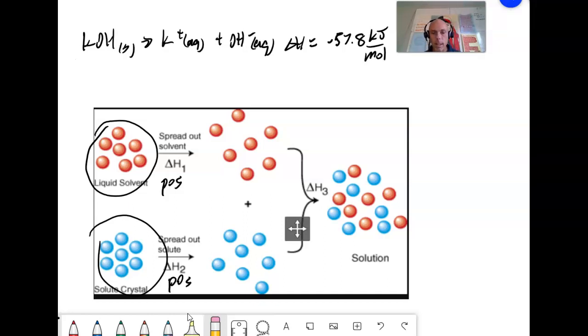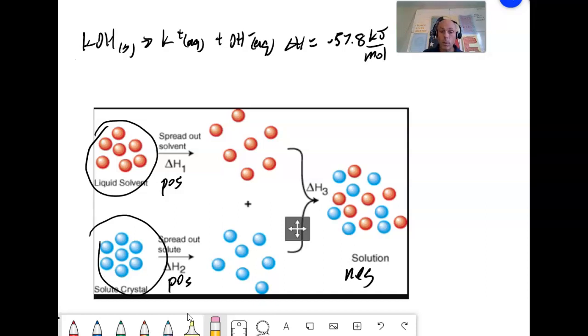But the third process is the forming of attractive forces between the ions and the solvent, in this case between ions and water. Water's a polar molecule. We'll learn why later. There's a negative side to it and a positive side to it. So the positive side of water is attracted to the hydroxides. The negative side of water is attracted to the potassium ions. You're forming attractive forces between a solvent and a solute. And when you form attractive forces or form bonds, that always releases energy. Delta H would be negative.